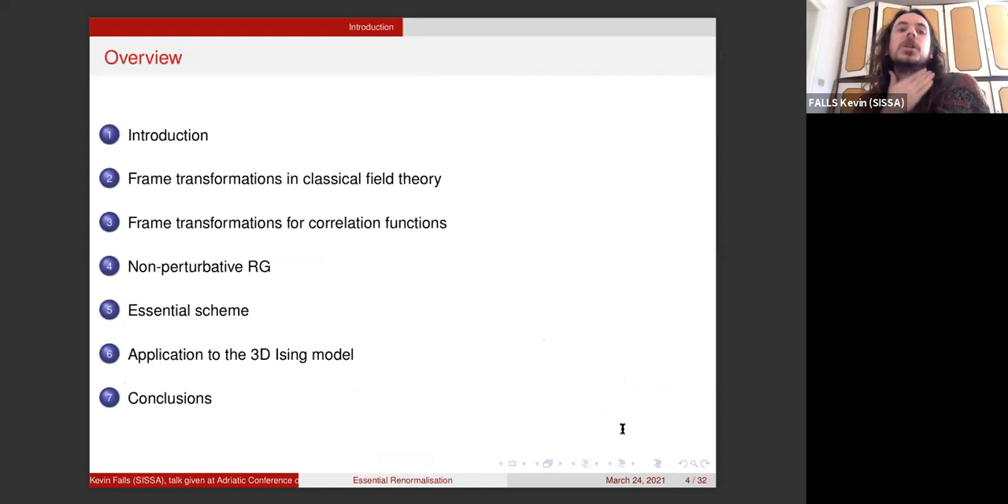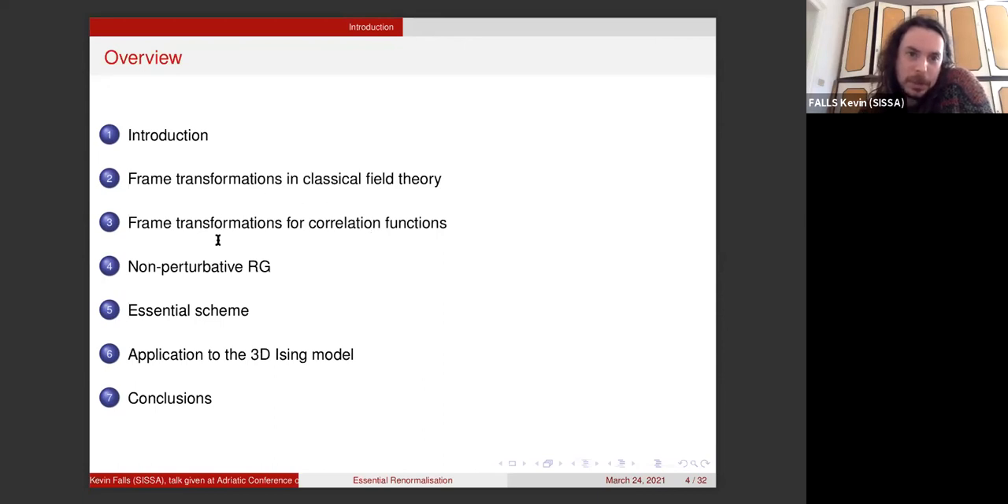pursuing. The overview of the rest of my talk is that, first of all, I will introduce these sorts of transformations, which I will call frame transformations, in a simple setting of a classical field theory. This is classical in the sense that there are no fluctuations either of statistical or quantum nature. And then I will talk about these frame transformations when we consider correlation functions for statistical field theory or quantum field theory. This will then set up the framework where I'll develop these ideas.